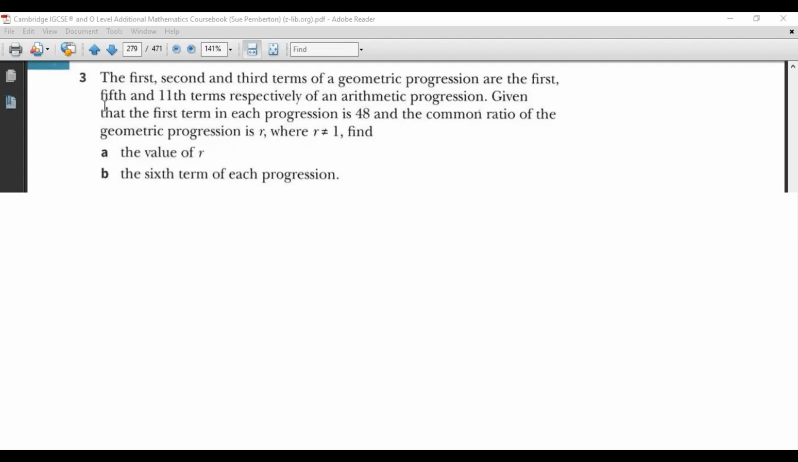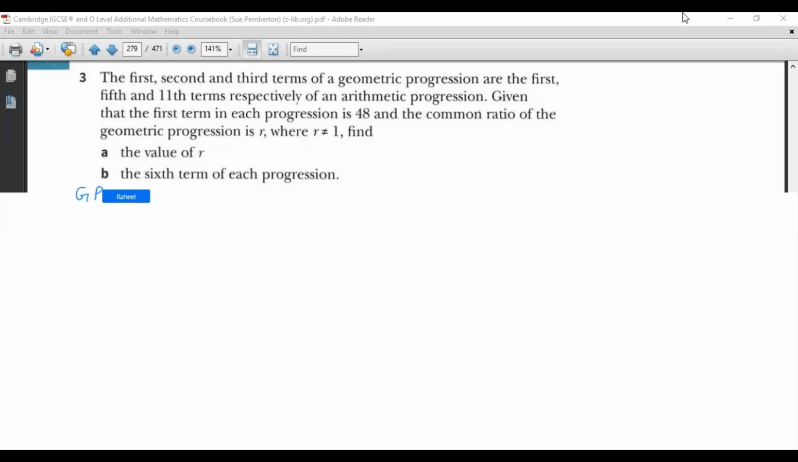Okay, the question is saying that the first, second, and third term of a GP are the first, fifth, and 11th term, respectively, of an arithmetic progression. This is the first thing which they are giving us. So we are going to write it over here.